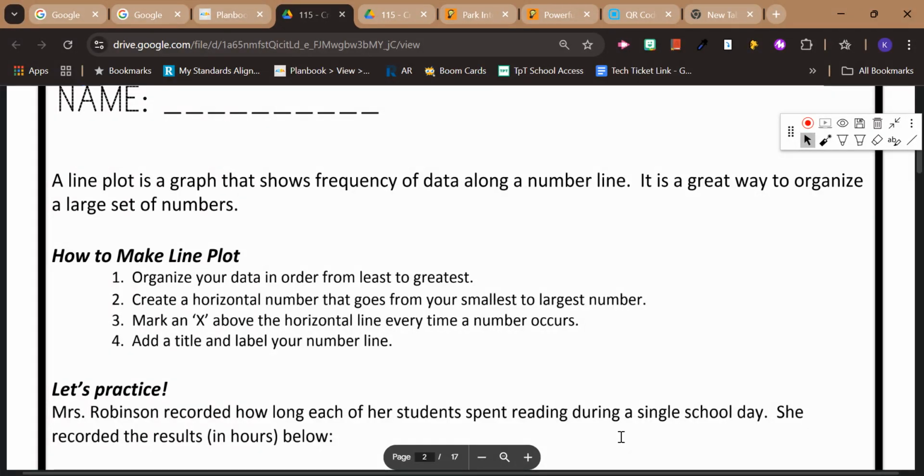Frequency, okay? Of data, and we already said data means information along a number line. So we're recording that information we're gathering and putting it along a number line. It is a great way to organize a large set of numbers, okay?